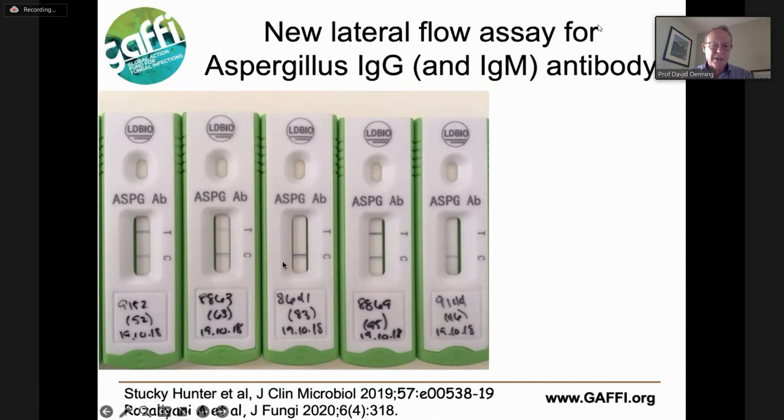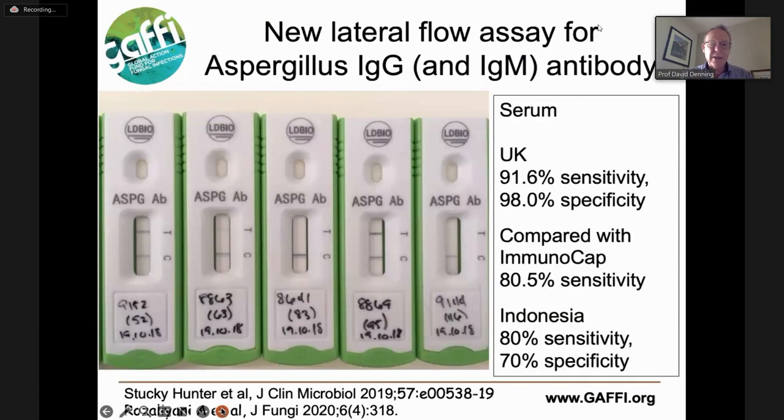So then there's this lateral flow assay that was introduced about 3.5, 4 years ago. And these are some examples. And in the UK, this really performed pretty well using blood donors as the group looking for specificity. And that was actually, it had a better performance than Immunocap, in fact. So many labs in Britain probably should be running this alongside Immunocap if they suspect chronic pulmonary aspergillosis.